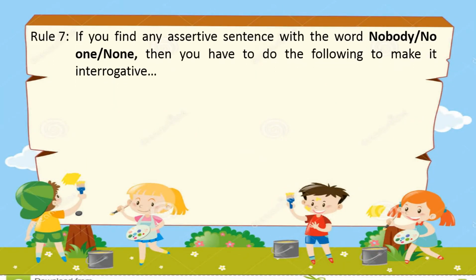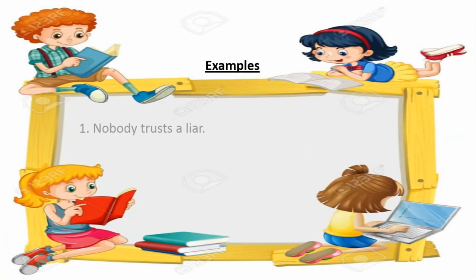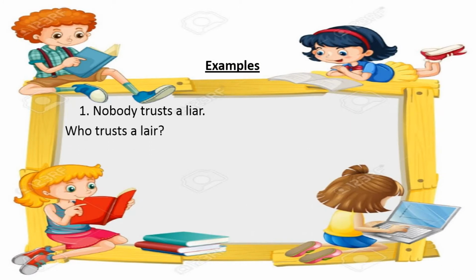Next rule. If you find any assertive sentence with the word nobody, no one, or none, then you have to do the following to make it interrogative. Firstly, write who instead of nobody, no one or none, plus the rest of the sentence plus the interrogative sign. This is the easiest rule to change assertive into interrogative. Here we have some examples. Let's go for the examples. Nobody trusts a liar. Who trusts a liar?